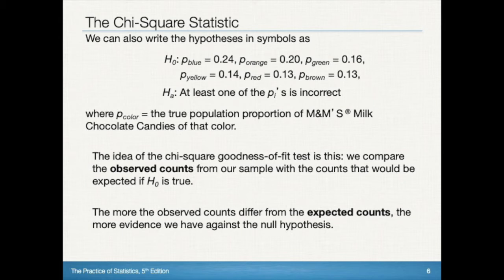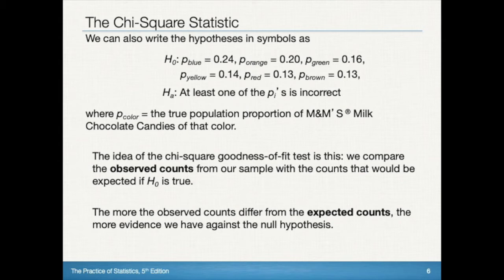Now, the key idea behind this is, of course, the subscripts on these parameters to make sure that we are aware that we're talking about the proportion of blue, the proportion of orange, not just P. So make sure that you state these very clearly if you're going to do that. Now, the first thing we have to do is we're going to compare the observed counts to the expected counts that we should get from the factory.